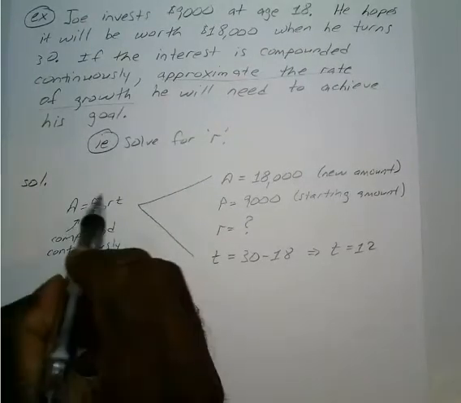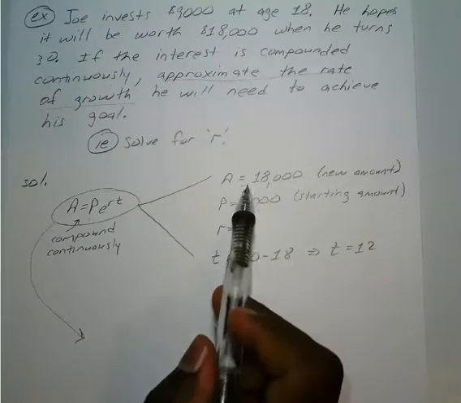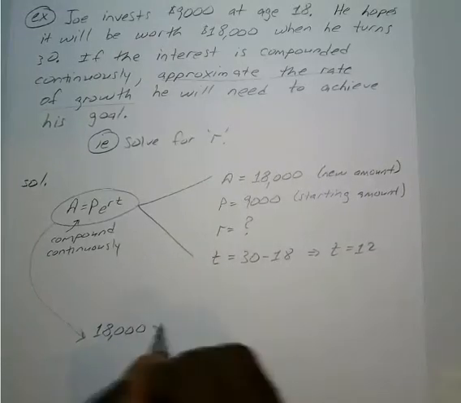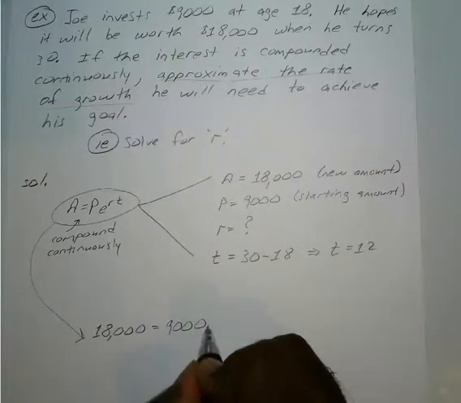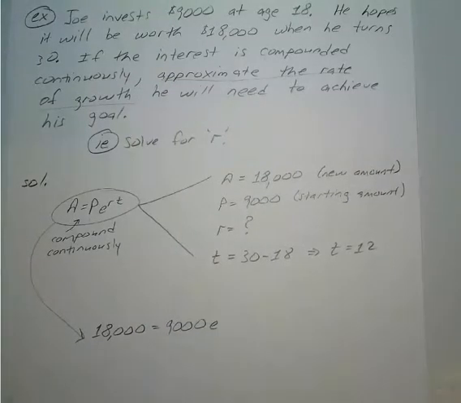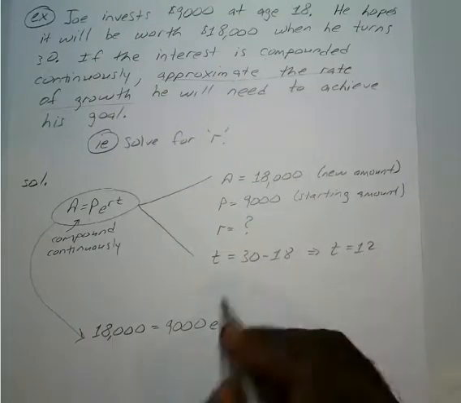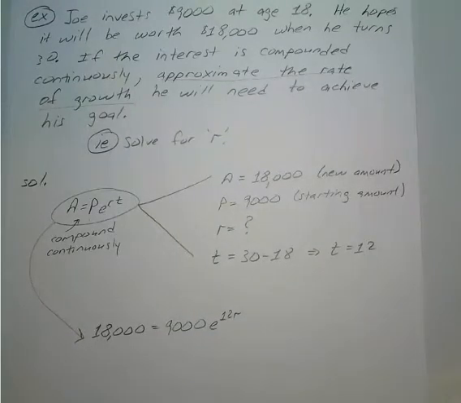Okay, so if we use this formula and we replace it, A is equal to 18,000. So if 18,000 equals, our principal is 9,000, times e to the r times t, so that's r times 12. Or you can make it as 12r. Make it r times 12 or 12r, either one. Okay, so all we did was plug in everything that we found out into our formula.